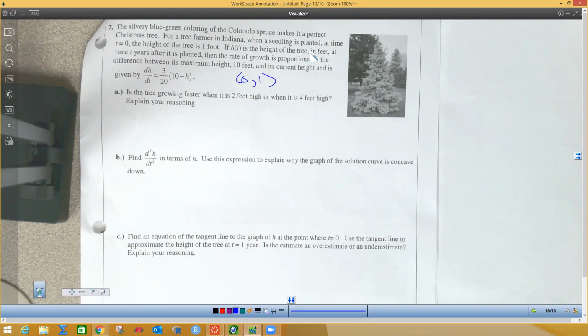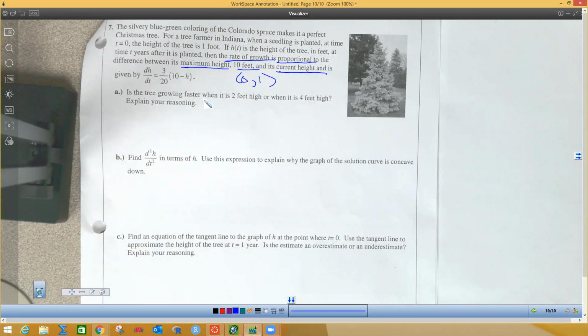If the height of the tree in feet at time t years after it's planted, the rate of growth is proportional. There's a word that we saw earlier. The rate of growth is proportional to the difference between the maximum height, 10 feet, and its current height. Oh, and they even gave it to me. I thought we were going to have to come up with this, but we don't. All right, so there is my rate of growth right there.